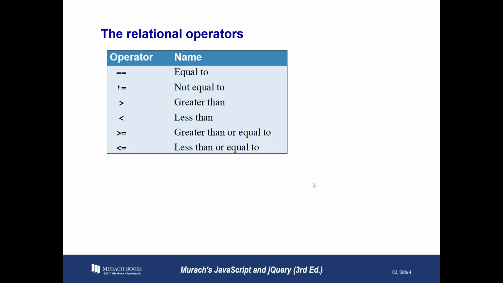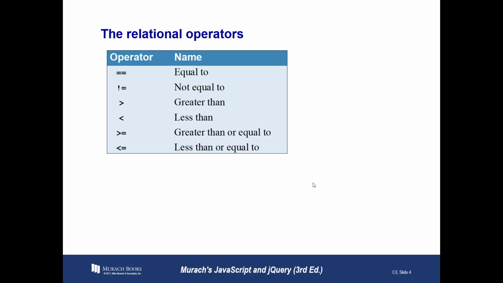So here are the 6 relational operators. These are not specific to JavaScript. It's the way most programming languages work. Notice, if you're checking for equality, so if I want to say if x equal y, I use a double equal sign. If I say if x equal y with a single equal sign, that's not checking for equality, that's trying to assign y to x. And not equals is an exclamation point followed by an equal sign. Those of you who might have a Linux background might call that bang equals.